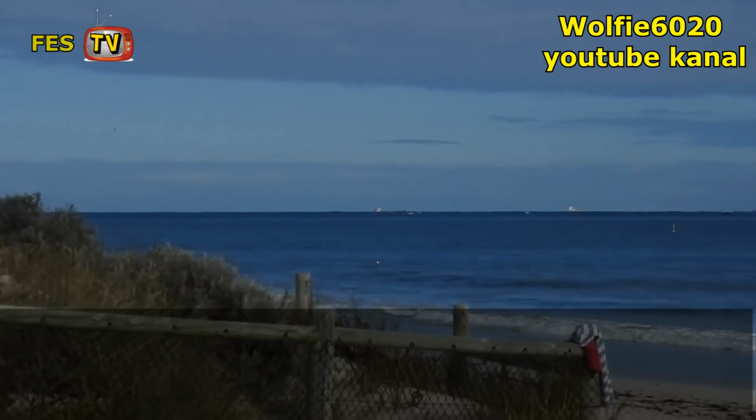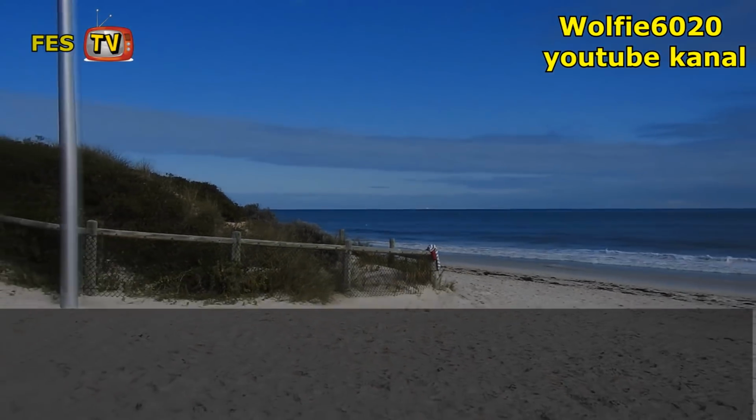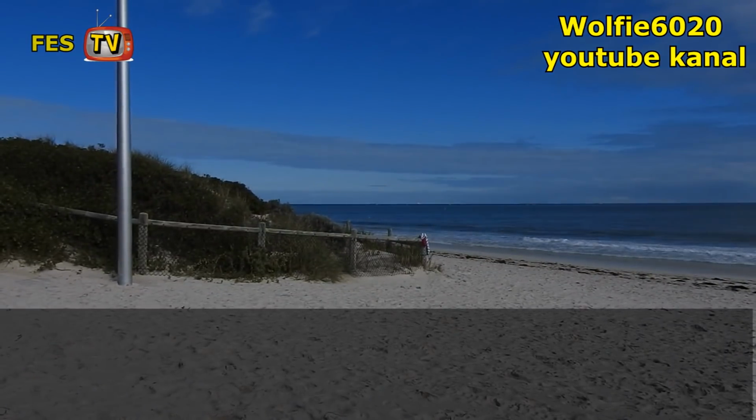And I'm probably about 3.5 meters above the water level here. I haven't walked right down to the edge.